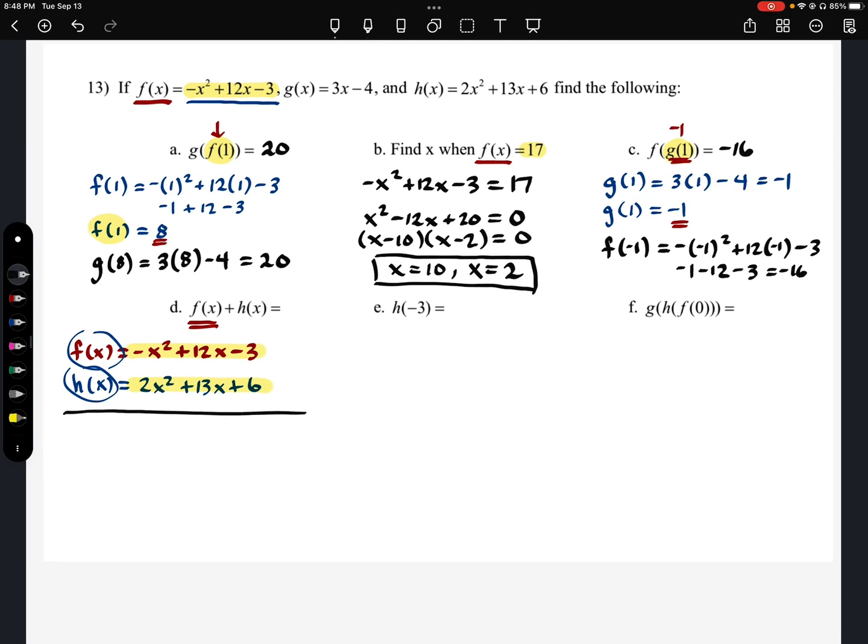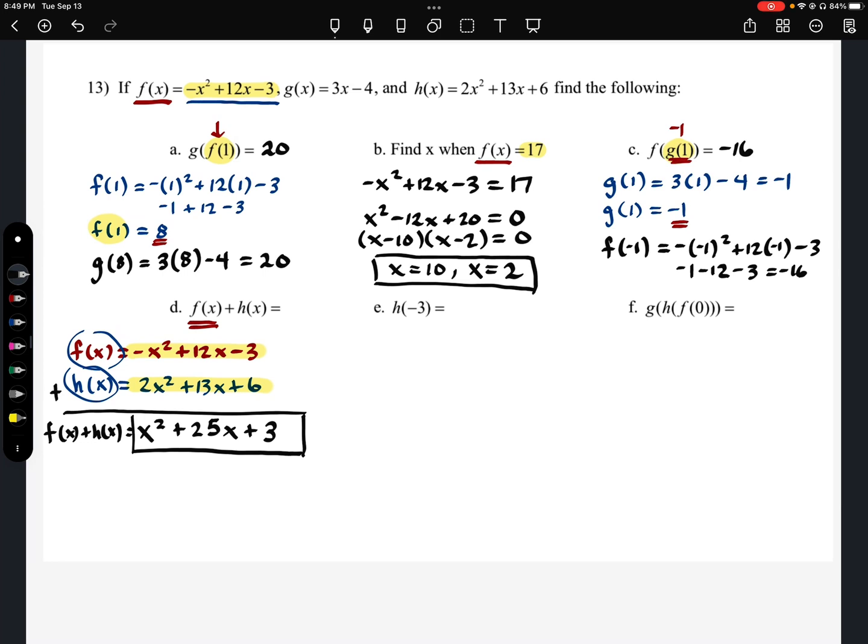So I'm going to go ahead and just do it longhand here, or longhand's like vertically. Normally we add f of x and h of x. That's the same thing as saying negative x squared plus 2x squared, which would be x squared. 12x plus 13x is going to give us 25x. And then negative 3 plus 6 is going to give us a positive 3. So f of x plus h of x equals x squared plus 25x plus 3. And that's our answer.